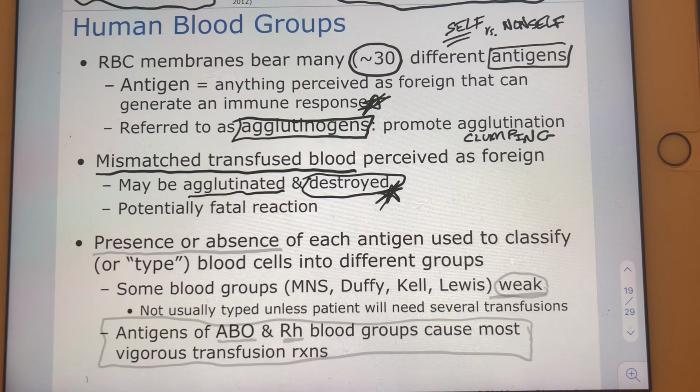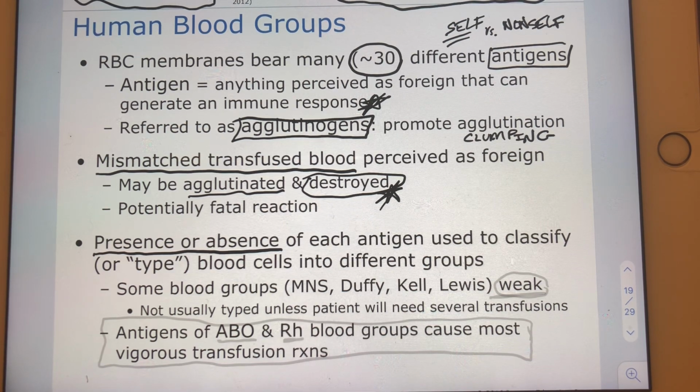So again, there are about 30 different types of name tags, if you will, that erythrocytes wear. And for most of the types, we simply address whether the antigen in question is present or absent. So is the red blood cell wearing this name tag or not wearing this name tag?